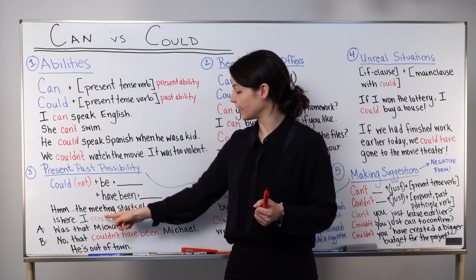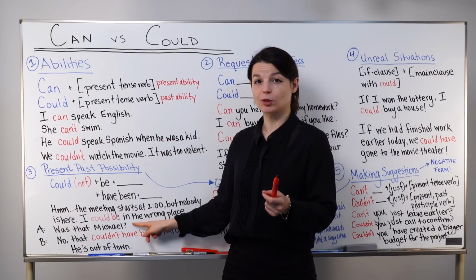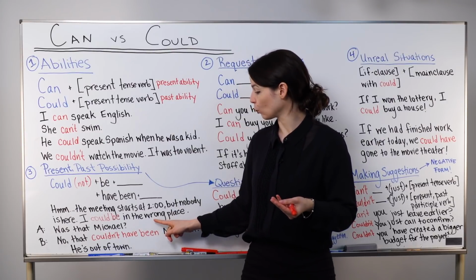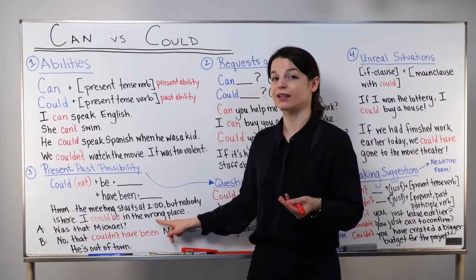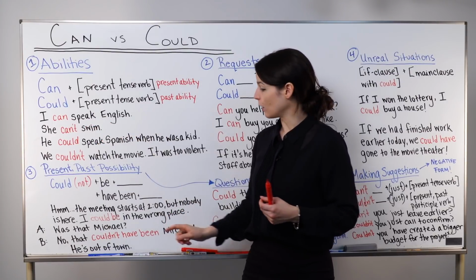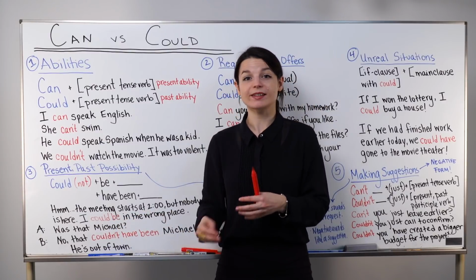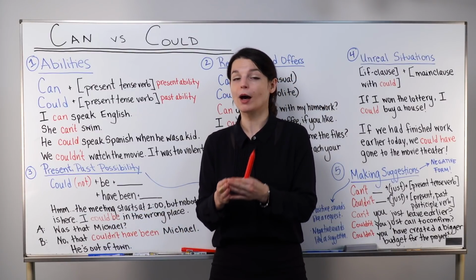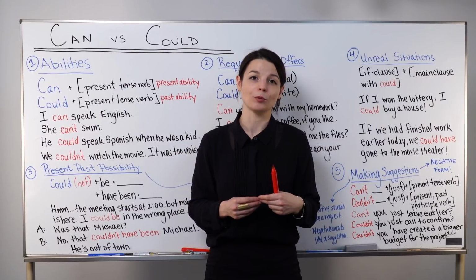Another way to say that is, it's possible I am in the wrong place. Wrong means incorrect. I'm in the incorrect place. The meeting is somewhere else. So could be expresses this possibility. There's a possibility I'm in the wrong place.